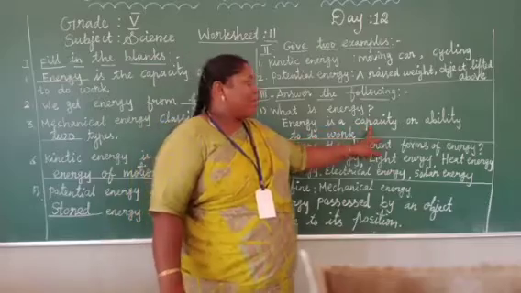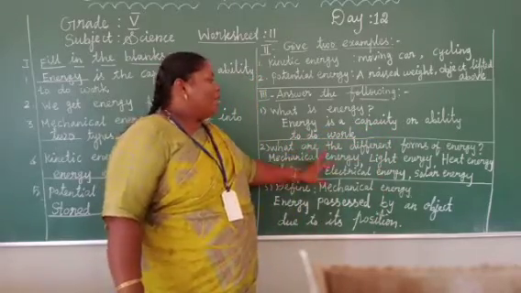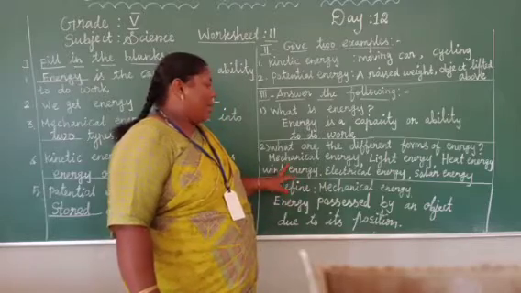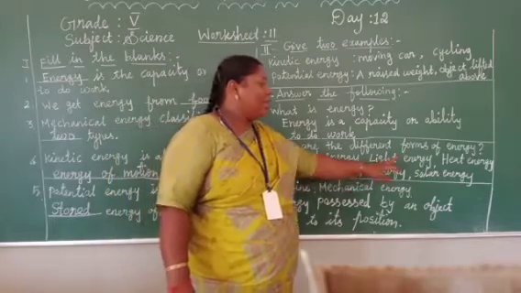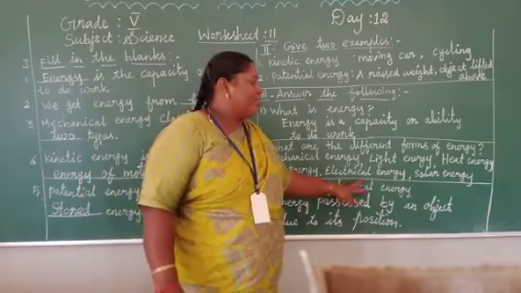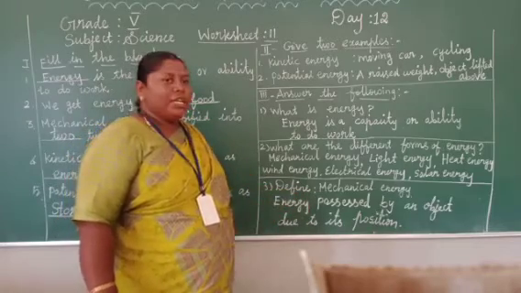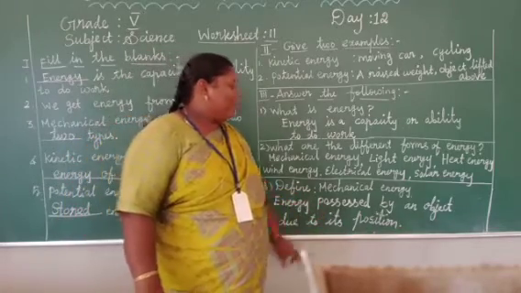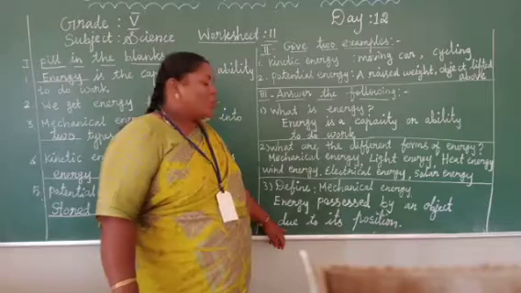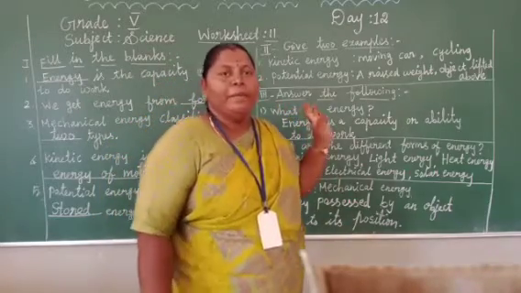Energy is a capacity or ability to do work. What are the different forms of energy? Mechanical energy, light energy, heat energy, wind energy, electrical energy, and then solar energy. Define mechanical energy. Energy possessed by an object due to its position. Are you clear, children? Worksheet 11?